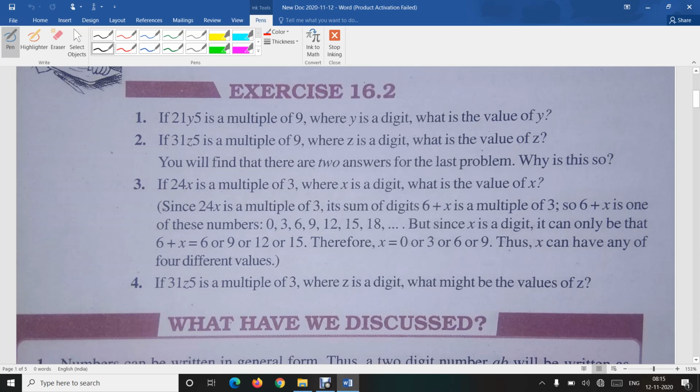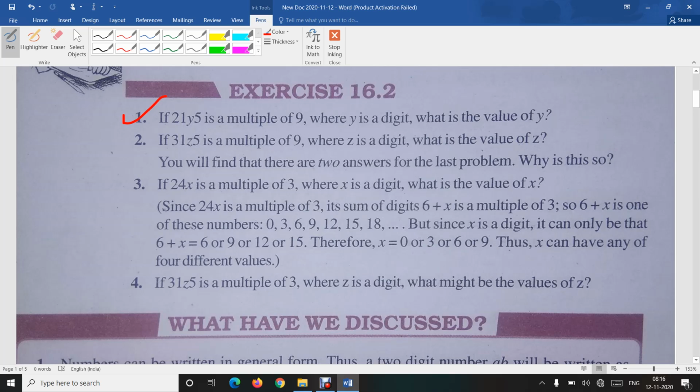This is your mathematics class. In the previous class, we studied the test of divisibility. That means we learned whether any number is divisible by any particular digit or not. Today we will do some questions based on those tests, which is exercise 16.2 of your book, and also this is the last exercise of your book. So let us start exercise 16.2 with question number 1.